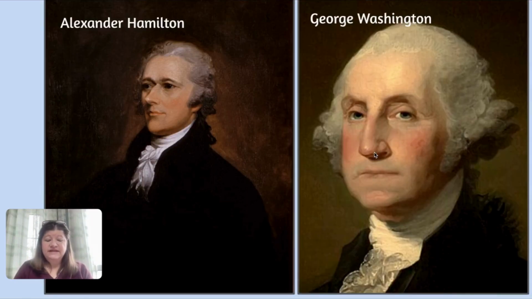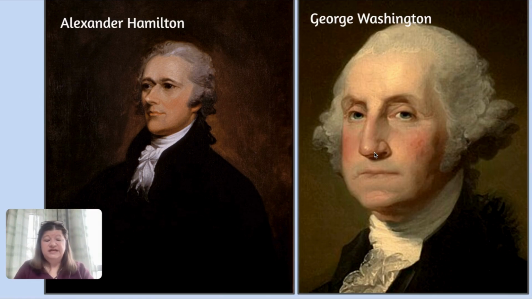Now, he served in the Second Continental Congress, where he then met Alexander Hamilton. He then later convinced George Washington that a new government was needed in order for the United States to survive.